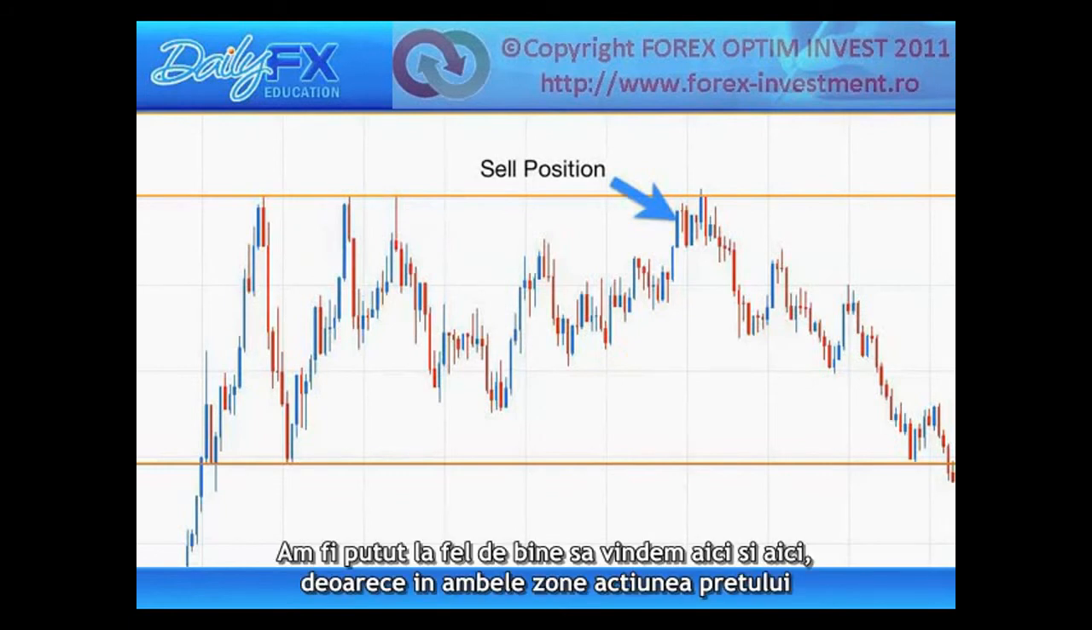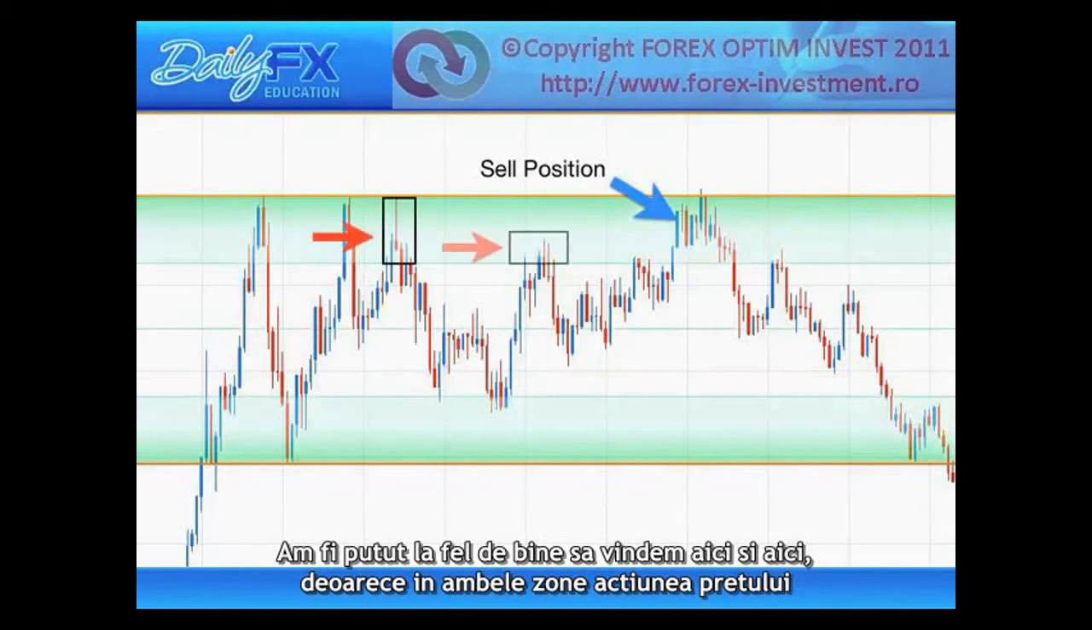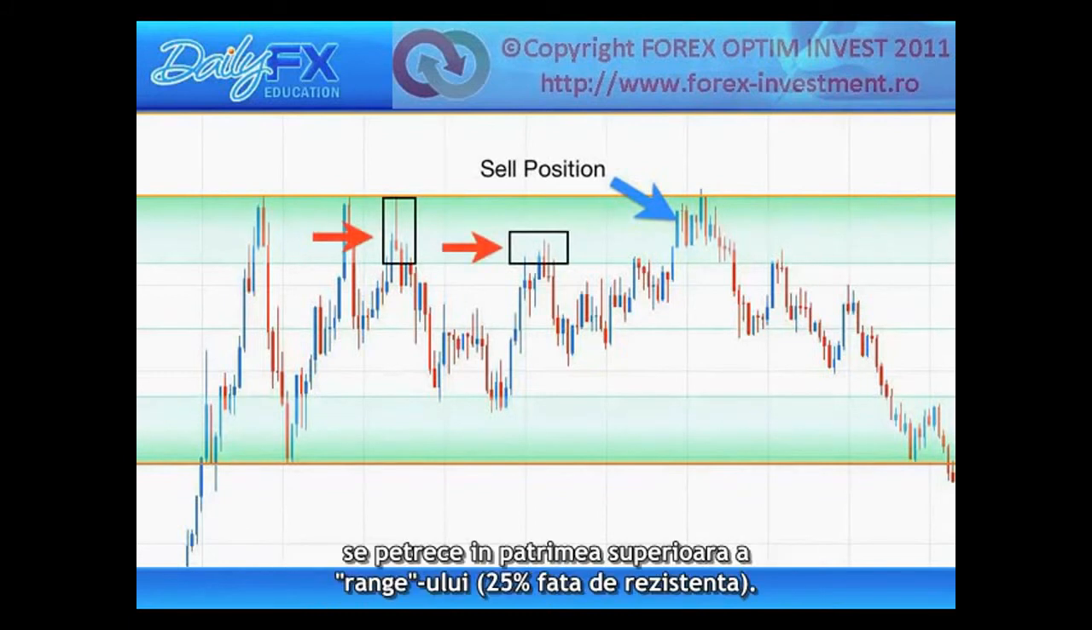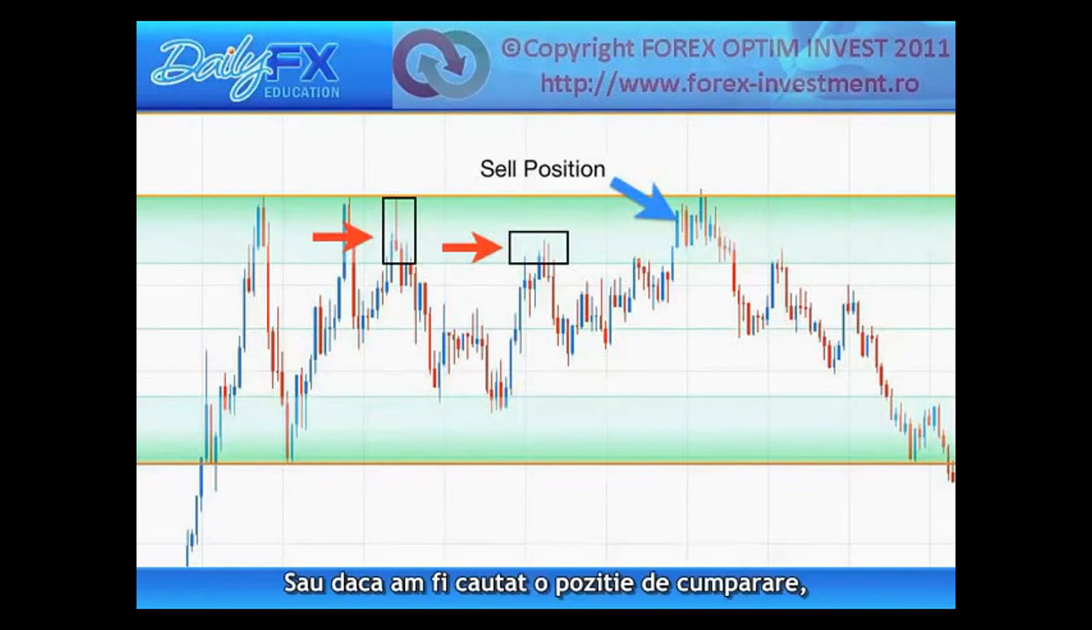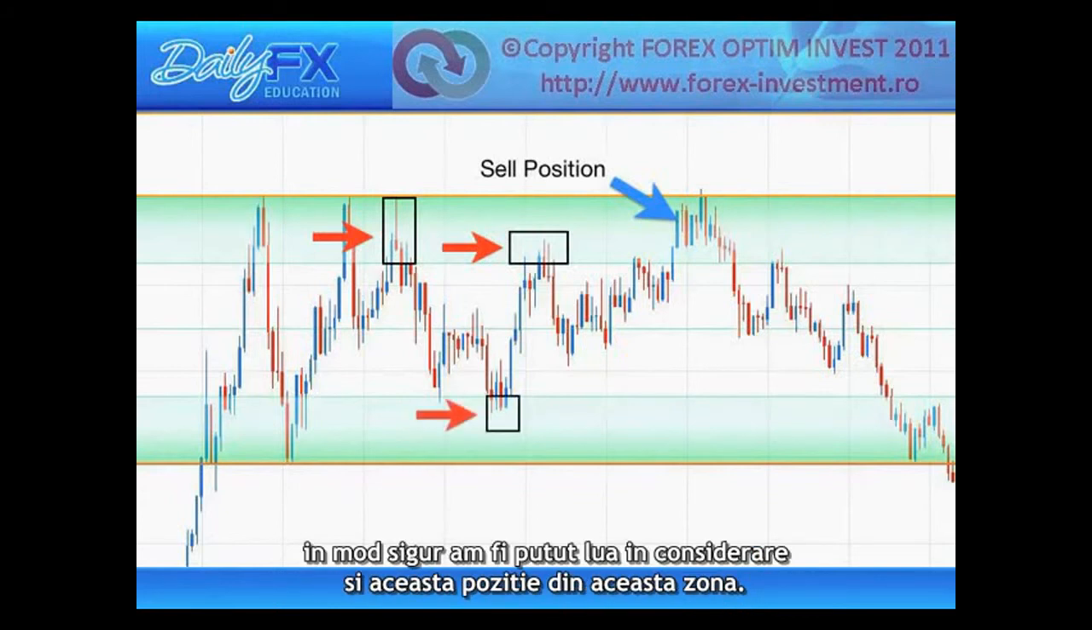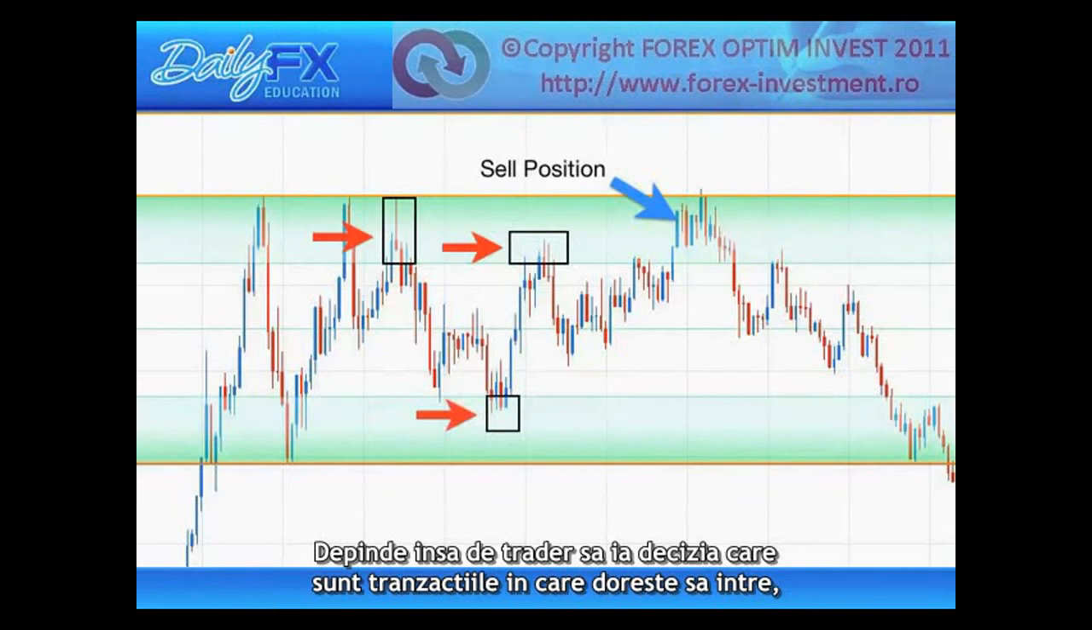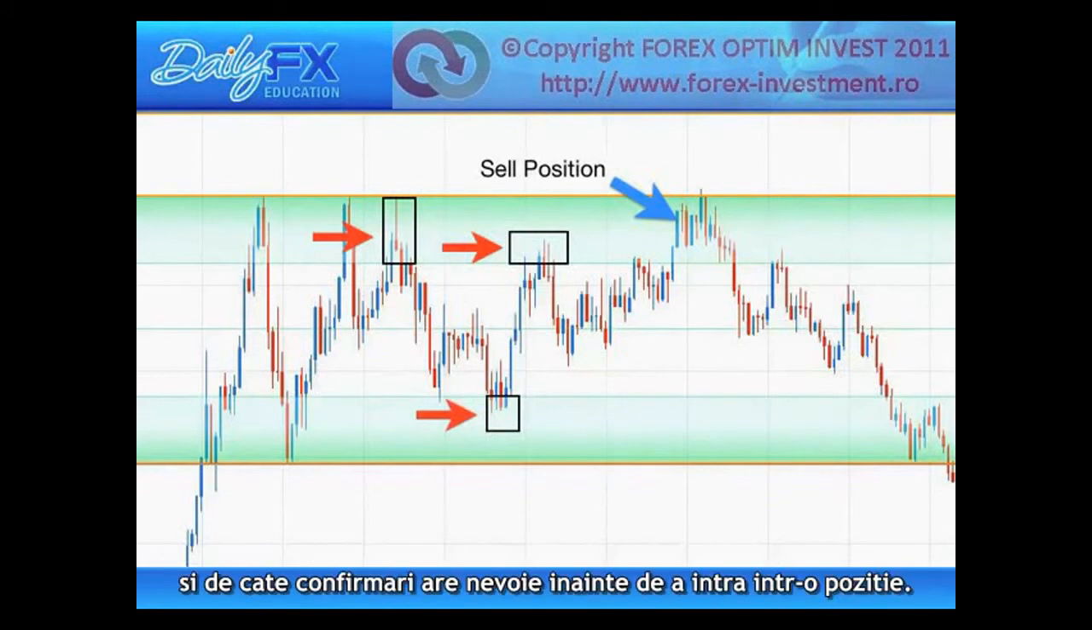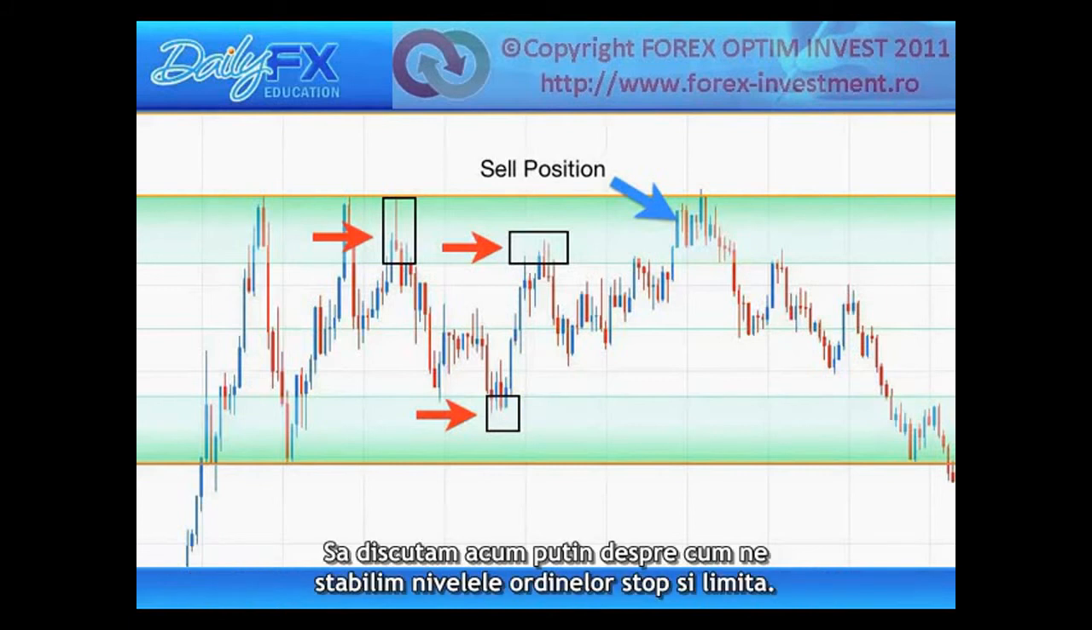Again, we certainly could have also sold here and here, as both of these areas have price action in the upper quartile of this range, or if we were looking to buy, we certainly could have gone long at this position as well. But it's up to the trader to decide which trades they wish to take and how much confirmation they need before entering into a position. Now let's talk a bit about where to set our stops and limits.